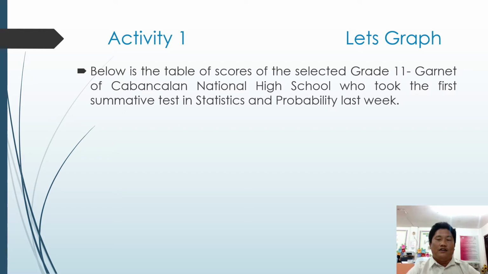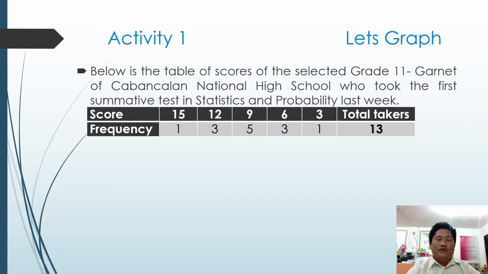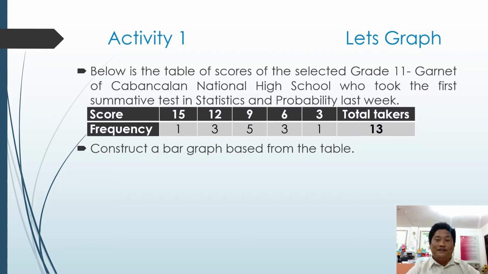So here are the data. We have 1 got 15, 3 got 12, 5 got 9, 3 got 6, and 1 got 3. So a total of 13 takers. What you need to do is to construct a bar graph based on the table. I'll give you 2 minutes for that.